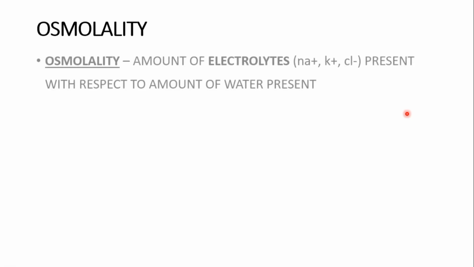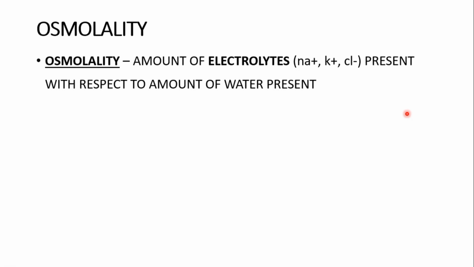Now let's clear the concept about osmolality. This is also a bit confusing. I think I have made the point clear here. Osmolality is just the amount of electrolytes present with respect to the amount of water present. I'll just simplify it. Electrolytes means the charged particles, sodium, potassium, chloride, for example. Normally when you take a compartment in the body, you will have both water and electrolytes, but both should be in proper amounts. Then only we can maintain the osmolality.